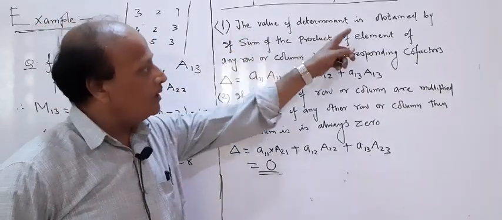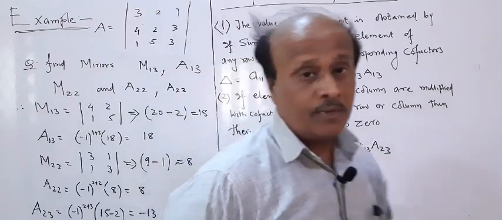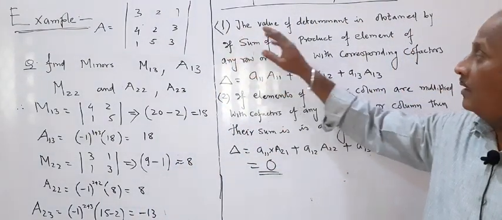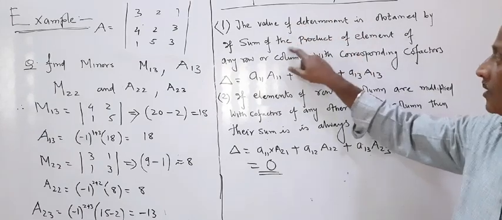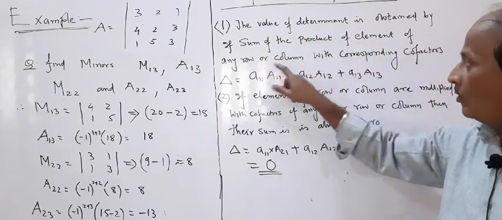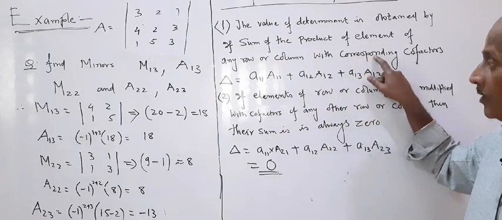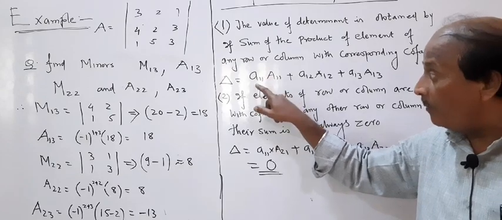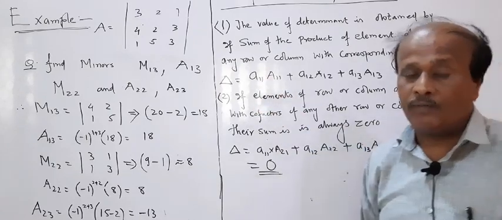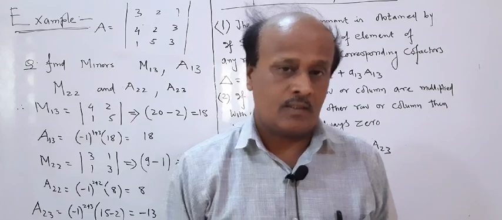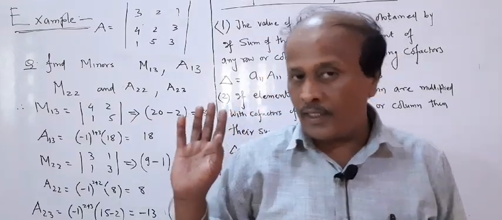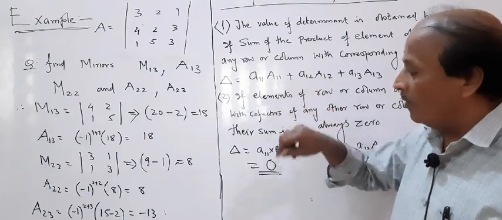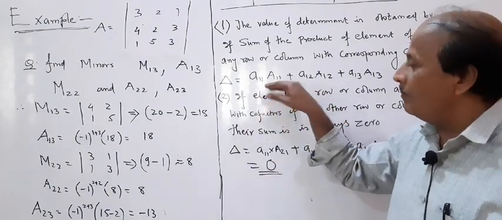The value of the determinant is obtained, meaning when you expand, whatever value of the determinant comes, that can be obtained if the sum of the products of the elements of any row or column, multiplied with the corresponding cofactors of those particular elements, then you will get the value of the determinant. Come on, once more.